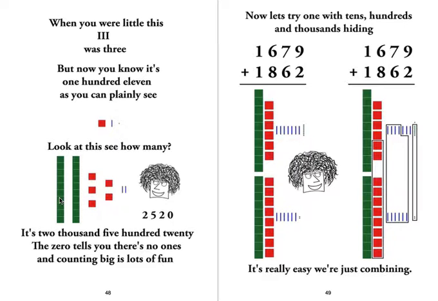Now let's try with tens, hundreds, and thousands hiding. It's really easy. We're just combining. So here we can see that we've got a couple of numbers where, look, this makes more than 10, this makes more than units, right? Makes more than 10. This makes more than tens into hundreds, and this makes more than hundreds and into thousands. So here you have the two that you can figure out for yourself and count them up and see what you get.